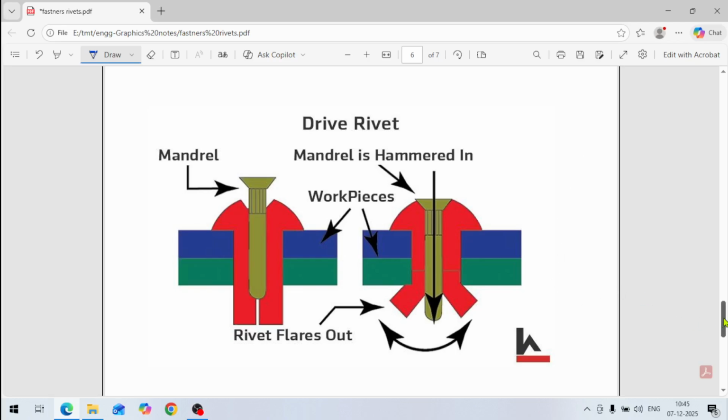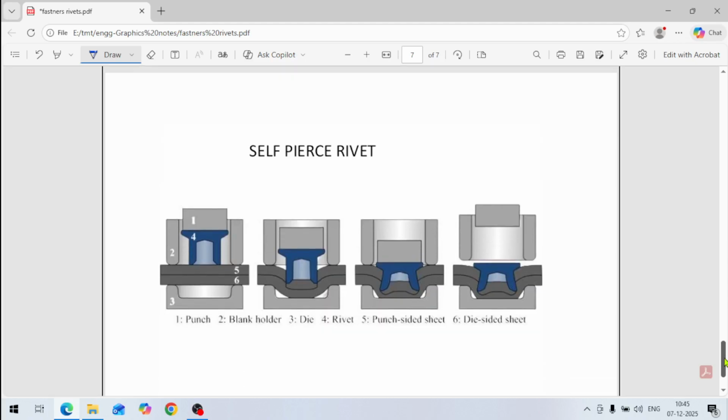Okay. And next, this is the self-pierce rivet. The self-pierce rivet is shown here in 4 steps. This is punch number 1, number 2 is the blank holder, and number 3 is the die. These are plates 5 and 6, the sheets to be joined: the punch-side sheet and the die-side sheet.